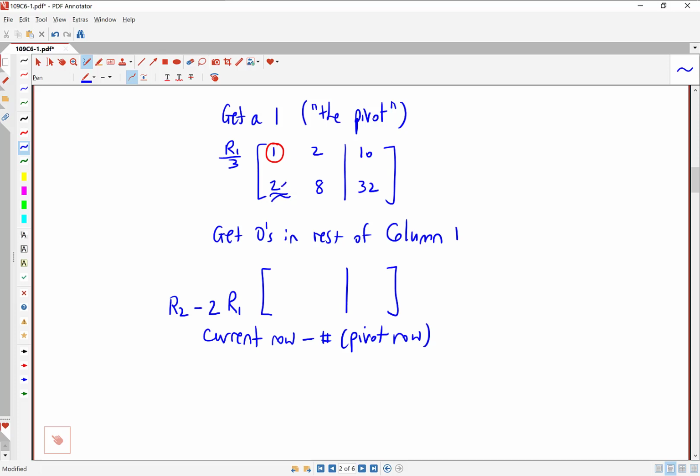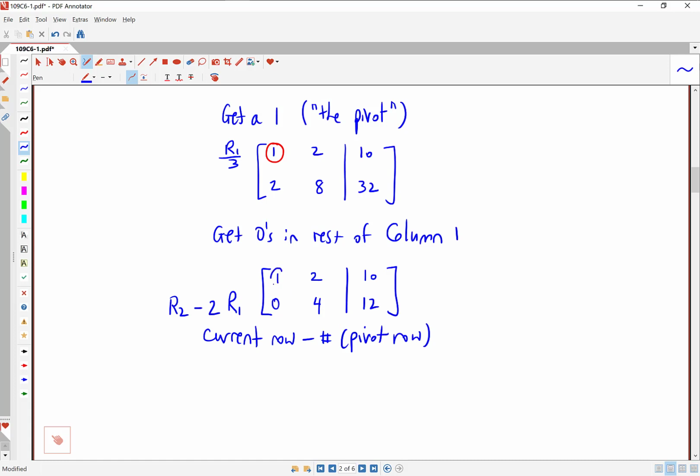So we're going to do things like 2 minus 2 is 0, 8 minus 4 is 4, 32 minus 20 is 12. So we're just doing that operation, row 2 minus 2 times row 1, all the way across that row. So anytime you want to create a 0 in a certain position in the matrix, think about doing current row minus the number times the pivot row, where the number is the number that you're trying to turn into a 0. So top row will just get recopied here. Nothing's changing there.